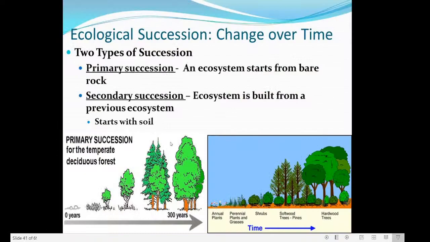Another important topic is ecological succession. In ecological succession, we have primary succession and secondary succession. Primary succession is where the ecosystem starts from bare rock. In secondary succession, the ecosystem is built from a previous ecosystem, starting from the soil.